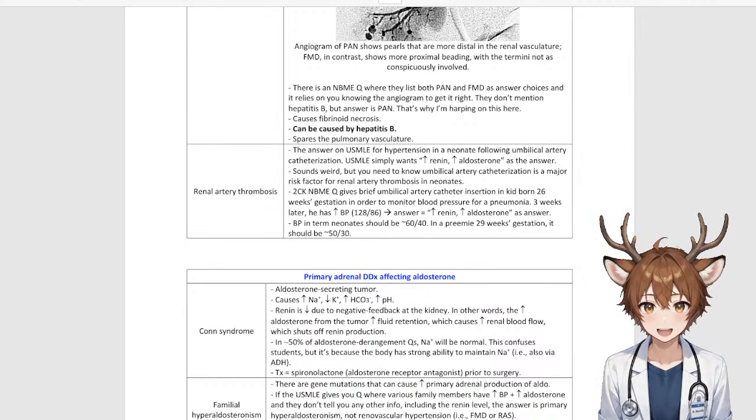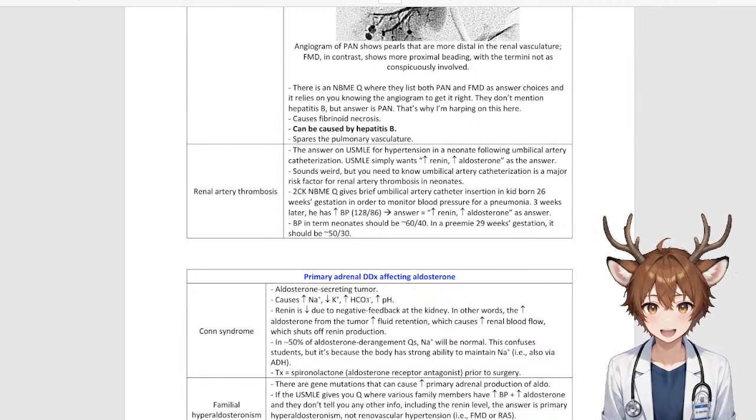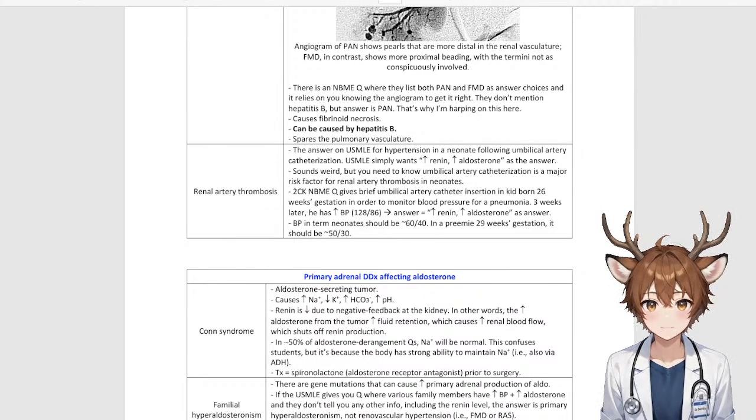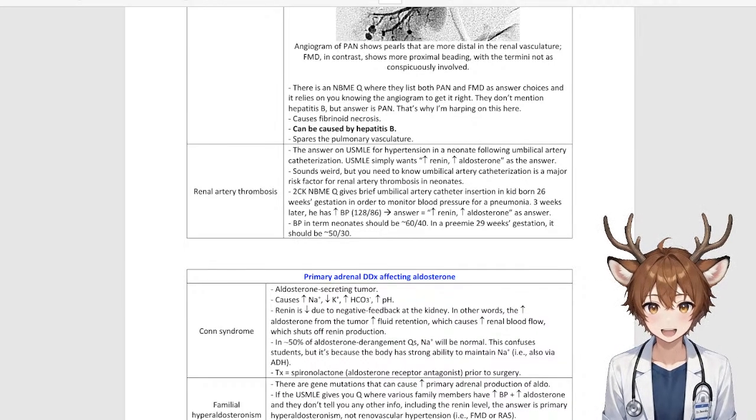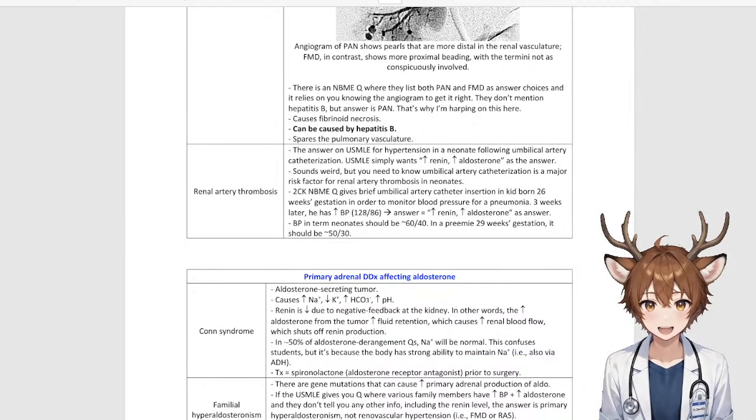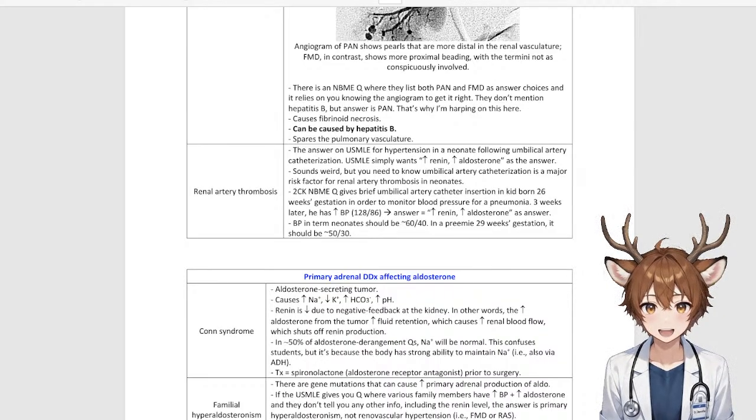2CK NBME gives a brief umbilical artery catheter insertion in a kid born at 26 weeks gestation in order to monitor blood pressure for pneumonia. 3 weeks later, he has an elevated BP of 128/86. The answer should be elevated renin, elevated aldosterone.